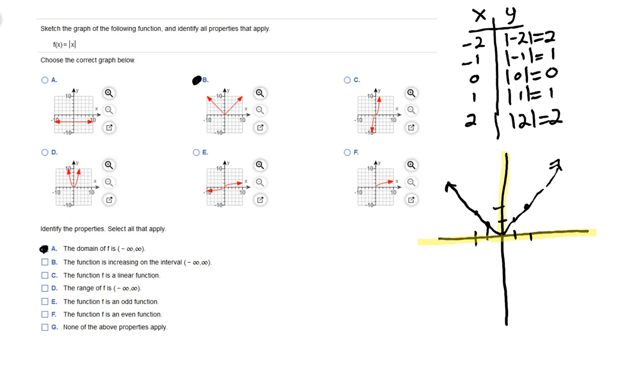The next property says the function f is an even function. An even function is when you have y-axis symmetry. So we're looking for a mirror image over the y-axis, and we do have a mirror image over the y-axis. So we're going to select that this is an even function. The last statement says none of the above properties apply. Since I've selected a few, I'm not going to select that one.